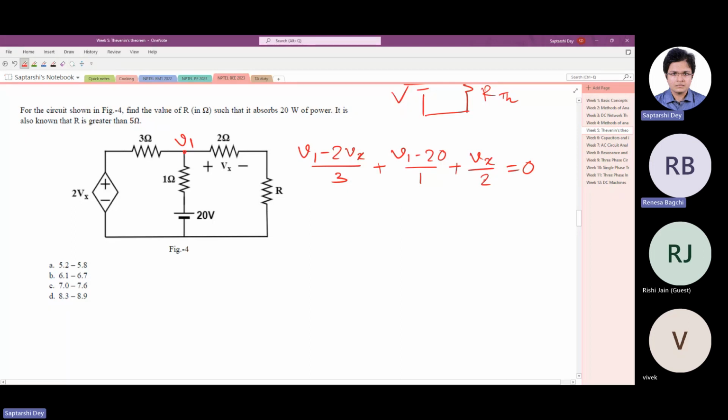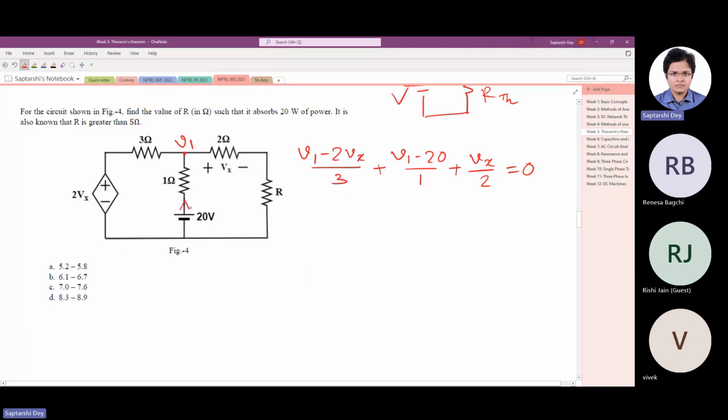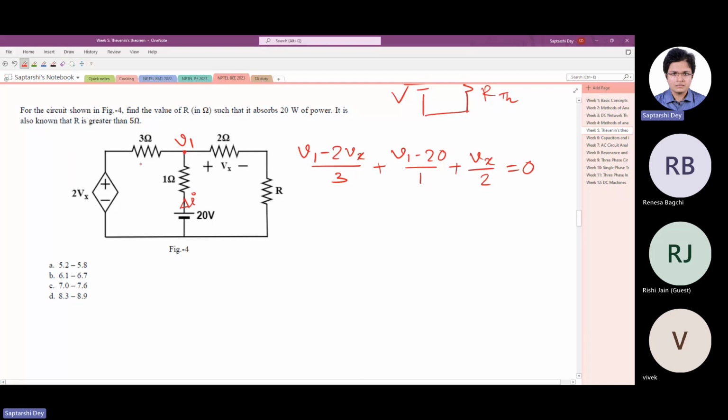So here can I apply the super node again? Do you need to apply super node here once again? Let us try to do it with mesh. Okay, I think it will be easier with mesh. Let us not remove this. Say some current I is flowing and I1 goes here. I2, sorry, we should not write I2. We should write I minus I1. So why unnecessarily write more?